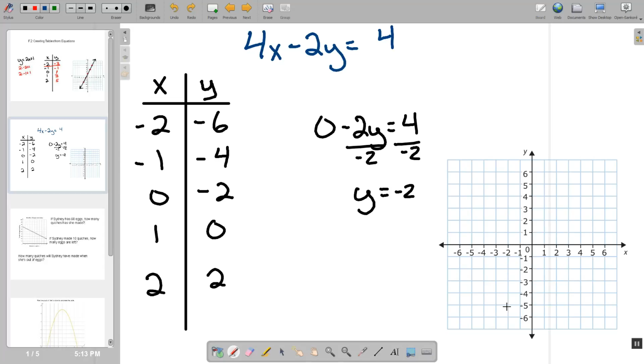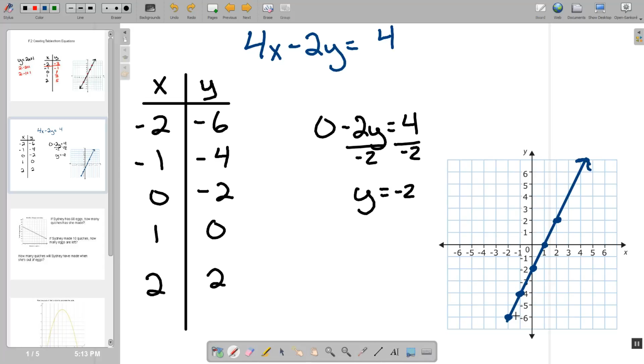So I go -2, -6 is down here. -1, -4 is right there. 0, -2 is here. 1, 0 is right there. And 2, 2 is right up there. Now I can draw my line with a ruler.